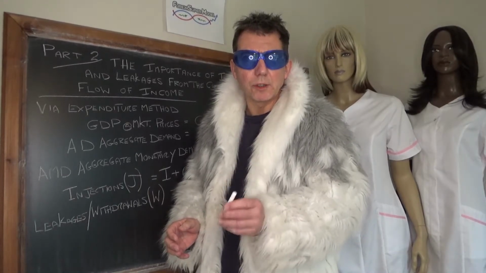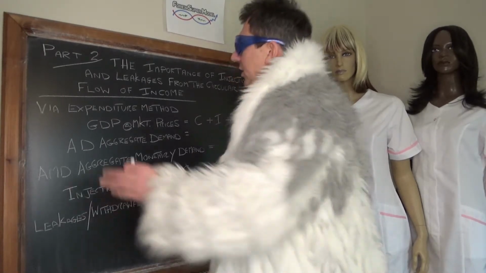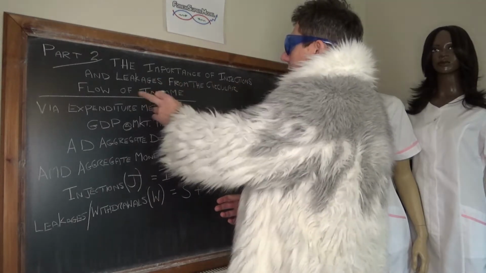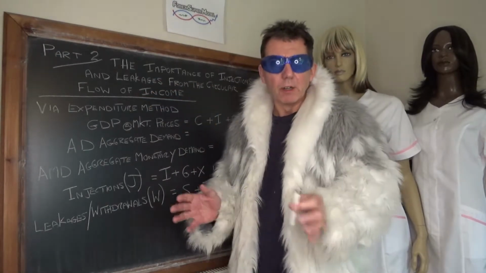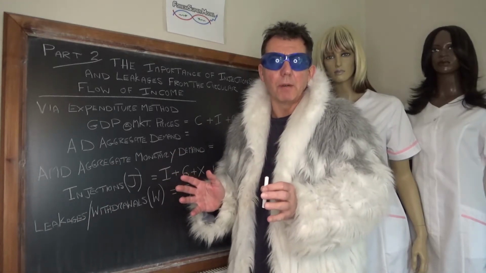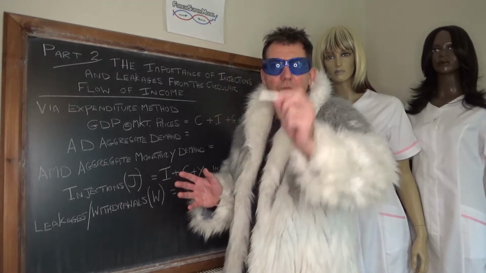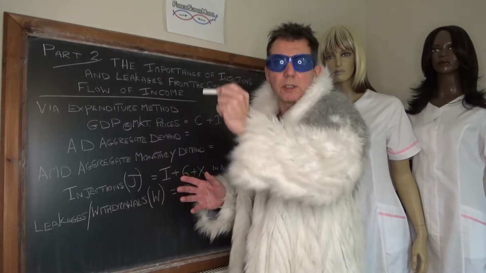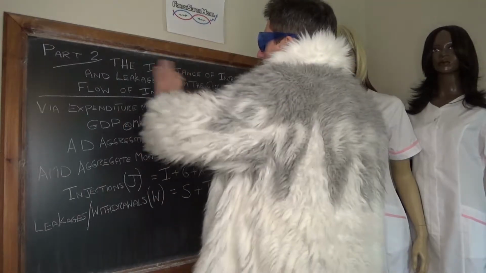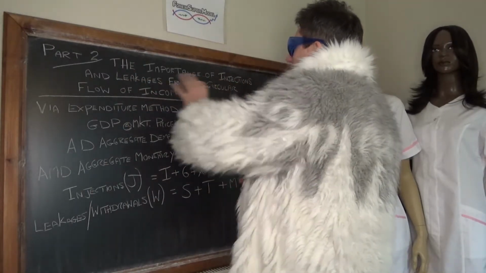Hello trading cats, I'm the risk manager at the Forex Super Model, and this is part 2 of an economics video aimed at traders, and this is the importance of injections and leakages from the circular flow of income. Now, if you remember the first part, hopefully you've watched it, the circular flow of income is this circular flow between income, expenditure and output. Now, then we're talking about leakages and injections.